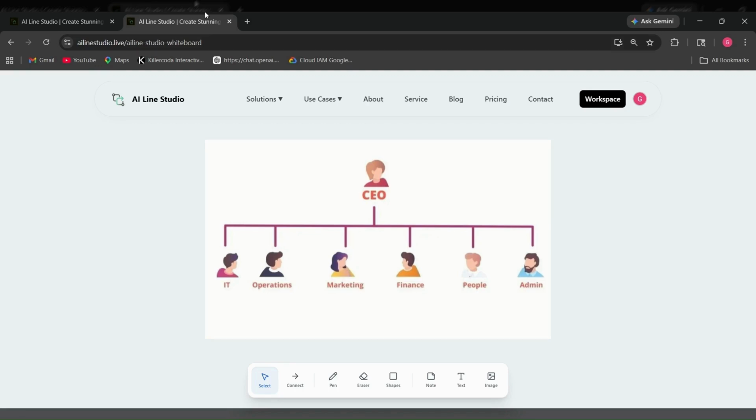So basically, an organization chart in AILN Studio helps you create clear and structured visual representation of organizational hierarchies and team structures.